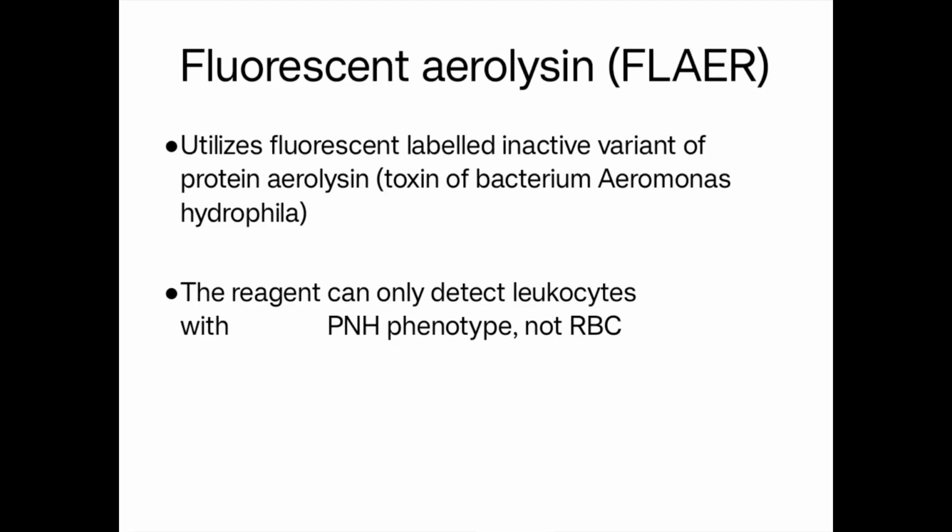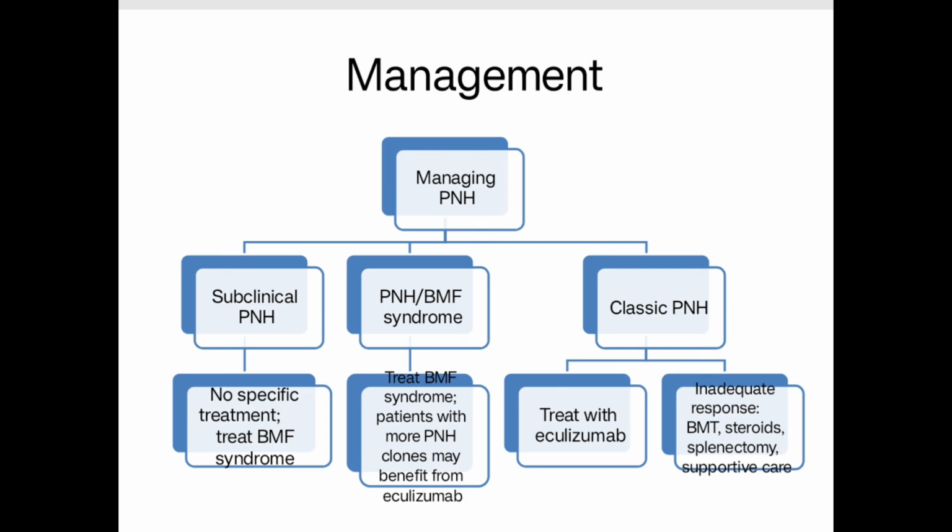Now moving on to the last test, the FLAER, fluorescent aerolysin test. It utilizes a fluorescent-labeled inactive variant of the protein aerolysin. It is a toxin of the bacterium Aeromonas hydrophila. This reagent can only detect leukocytes with PNH phenotype, not RBCs. This was all the diagnostic tests of PNH with intravascular hemolysis.